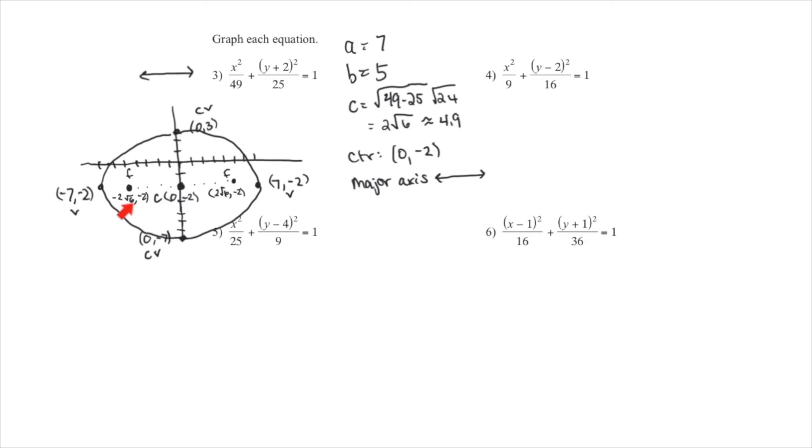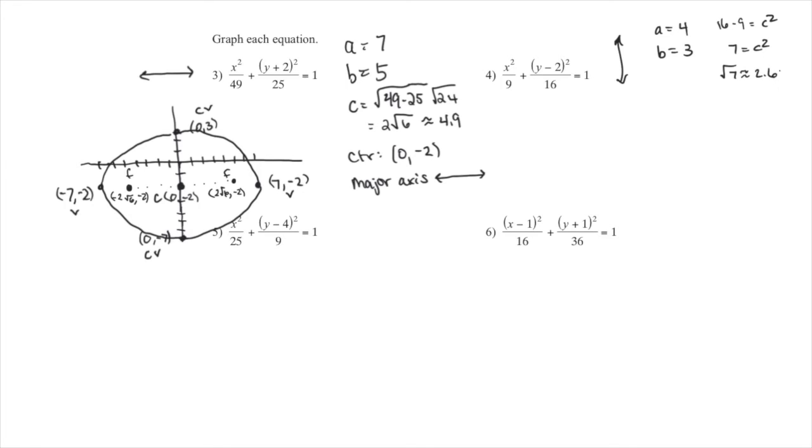I went ahead and put the coordinates in here and used 4.9 to figure out the spot on the major axis that we're going to go. Just FYI, the major axis is 14 units long, and the minor axis is 10 units long, because it's 2A and 2B. Number 4.